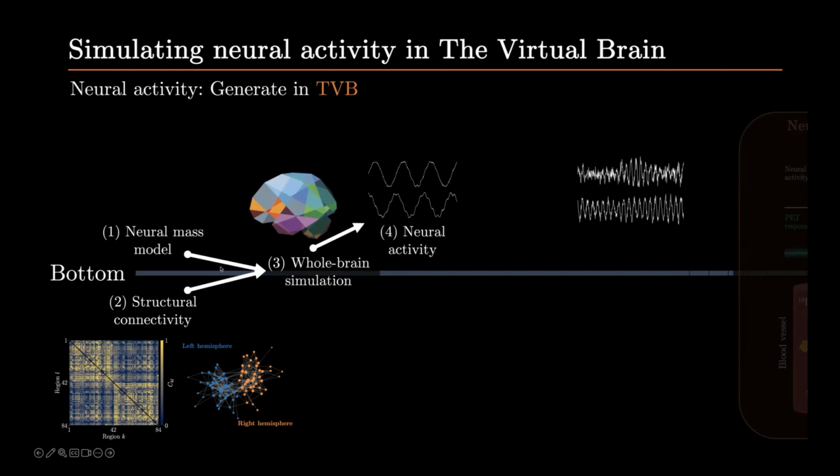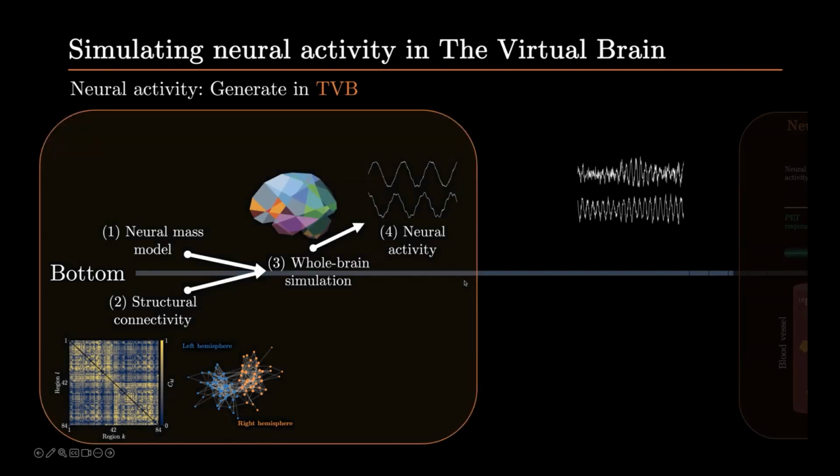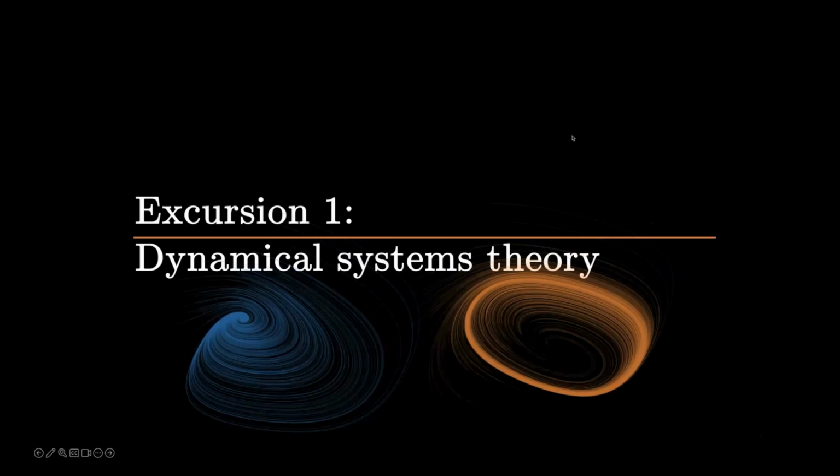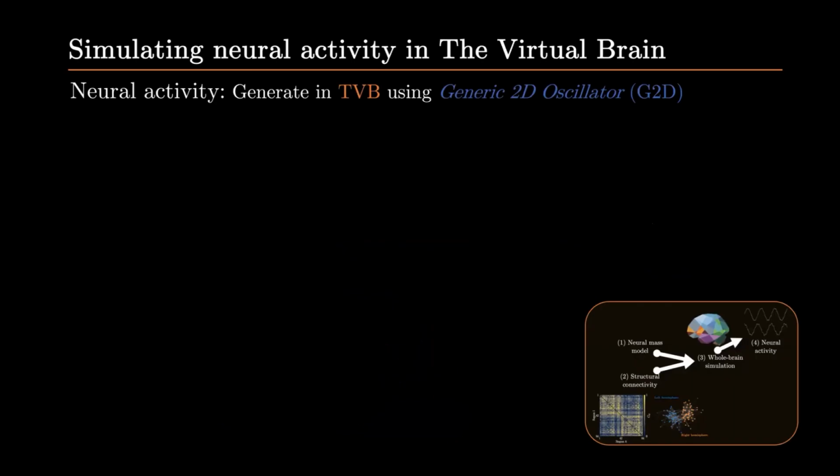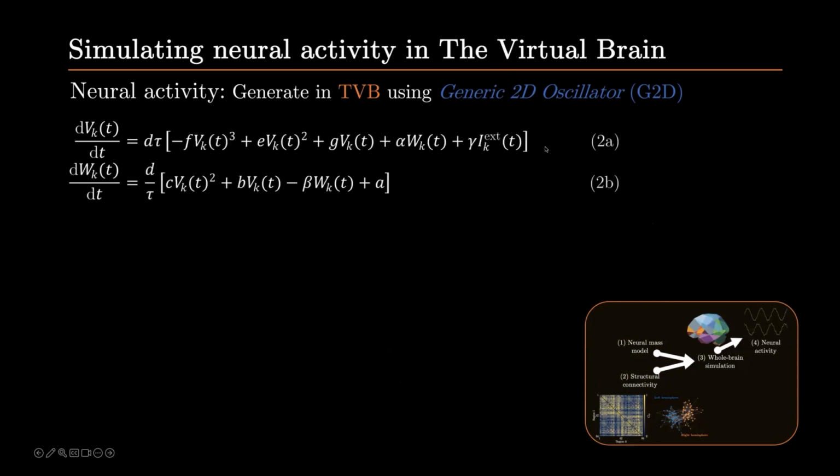So these whole brain simulations give us neural activity. And I will spend a few minutes on this part already, because I think there's a lot happening under the hood. And I will tell you what is exactly happening in my first excursion about dynamical systems theory. So how do we precisely generate neural activity in the virtual brain? We need a neural mass model, as I said. And one neural mass model which is often used as a first start is a generic 2D oscillator. I will explain what it is.